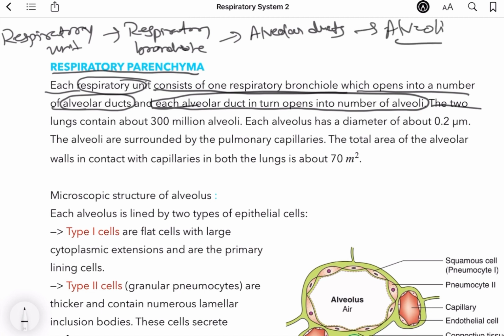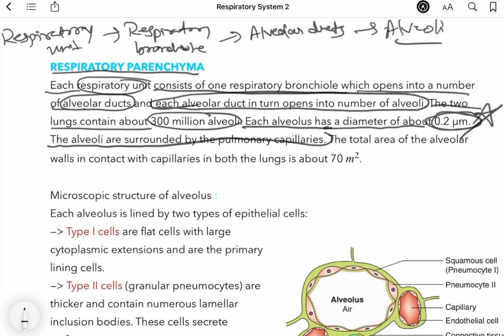These are parenchyma. The two lungs contain about 300 million alveoli. Each alveolus, meaning a single alveolus, has a diameter of about 0.2 millimeter. Remember this. The alveoli are surrounded by the pulmonary capillaries. The total area of the alveolar wall in contact with capillaries in both lungs is about 70 square meters. Do remember both diameter and area. The area is 70 square meters between alveolar walls and capillaries, and the diameter is 0.2 millimeter.